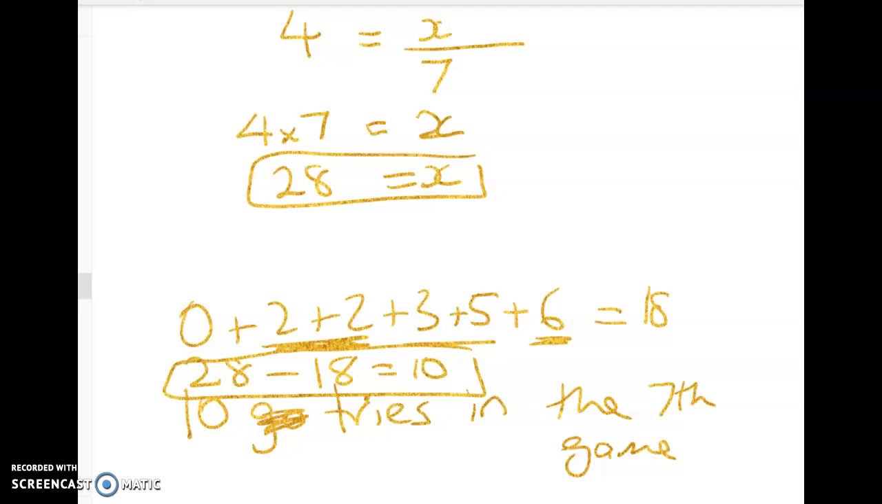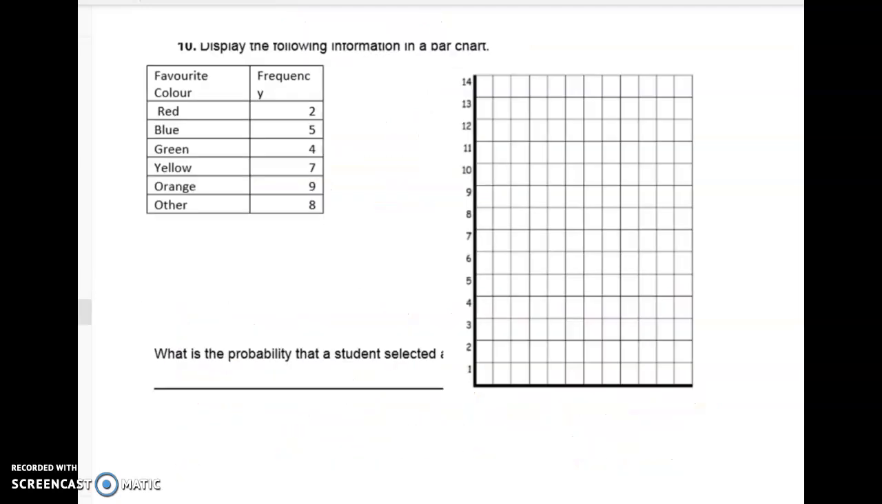All right, on to question number 10. Now, this is one where we start to display information in a bar chart. We know that you guys are going to go through school using software to do this, so we're not spending much time doing bar charts by hand, but we're just doing a tiny little bit of that in Year 9 to make sure that you can all do it.